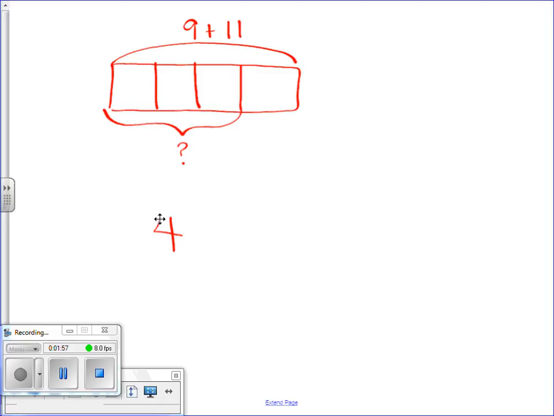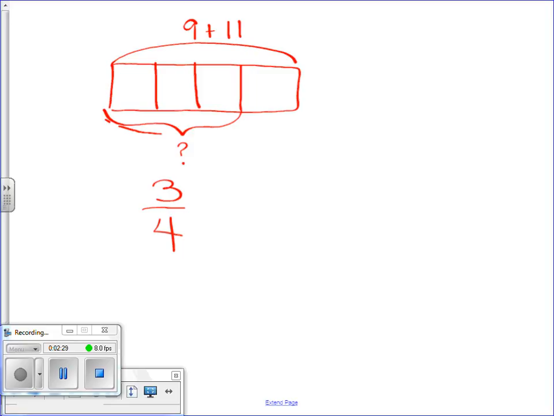And 9 plus 11 is 20, so I don't want to hear 20. 20 is not in anyone's vocabulary right now. You see, we're not solving anything. We're writing a number sentence that goes along with this picture so that we can solve it. So what number sentence are you going to write?